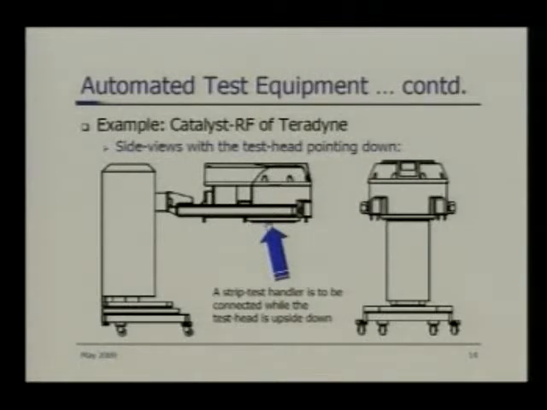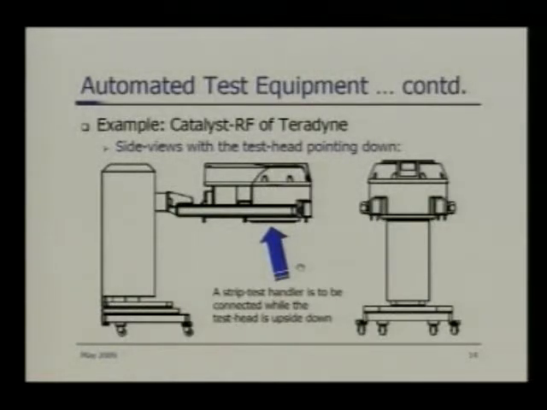And if you are doing strip testing, meaning you are putting a bunch of devices on a strip, there will be a strip handler which will be connected from the bottom. So the test head is upside down, you are connecting the strip handler and you will be running your battery of tests or sequence of tests, one device after another. You run it for thousands or tens of thousands depending on the capacity of the strip test handler. So this is really the side view, and this is again the front view showing the test head.